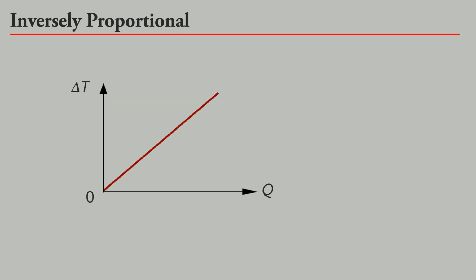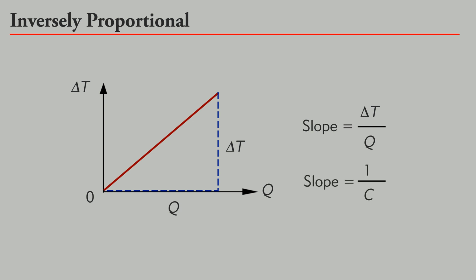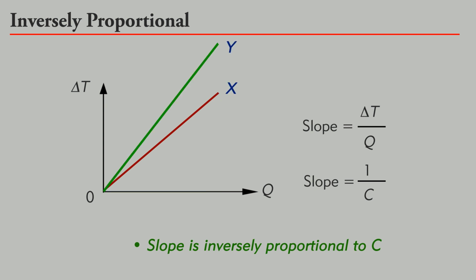Next, inversely proportional. In the delta T-Q graph, the slope is equal to the vertical side divided by the horizontal side of the triangle. Since delta T over Q is equal to 1 over C, the slope of the graph is 1 over C. We say that the slope of the graph is inversely proportional to the heat capacity. A larger slope corresponds to a smaller heat capacity. Therefore, Y has a smaller heat capacity.